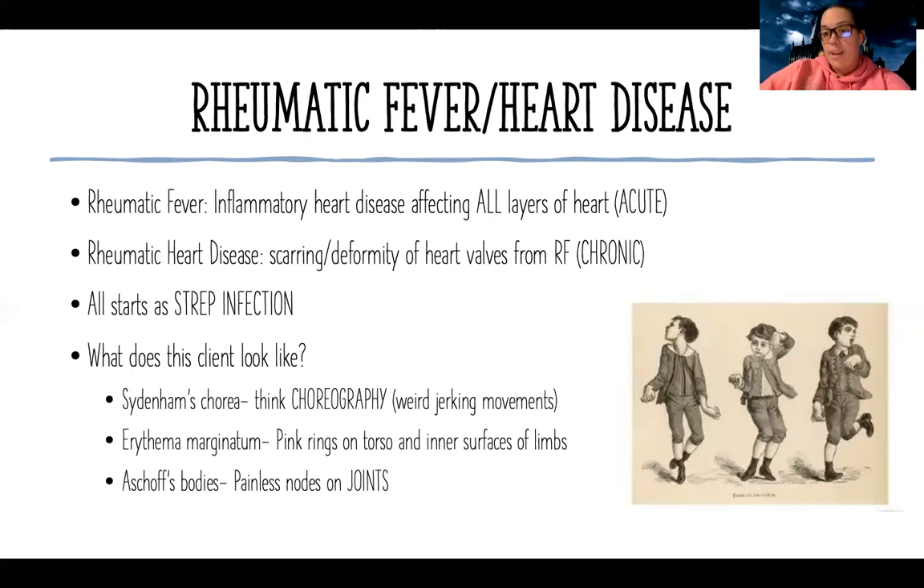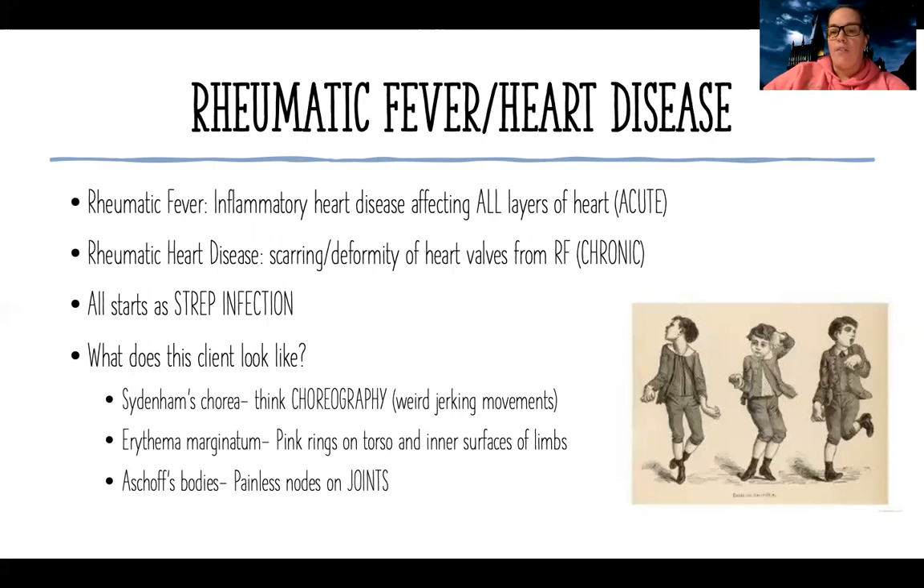So this client, kind of like with the infective endocarditis, where they had all those funny named things, rheumatic heart disease also has funny named things too. So they have this, and I'm not going to try to pronounce all of these and embarrass myself, even though I don't mind being embarrassed every now and again. But I know you guys can read.